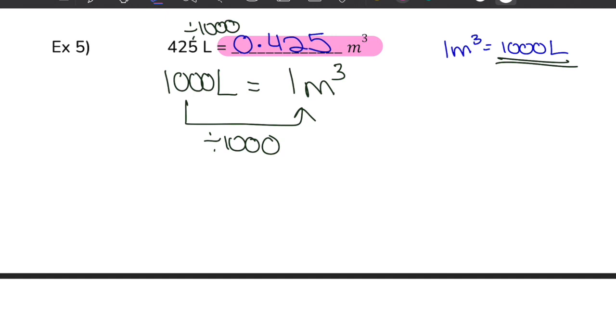And that's it. So now we will stop here, and in the next video, we are going to go over some word problems relating to SI units of capacity.